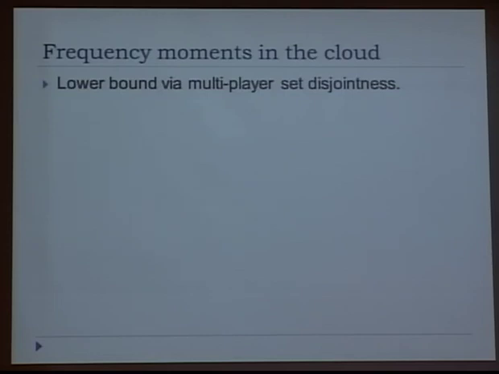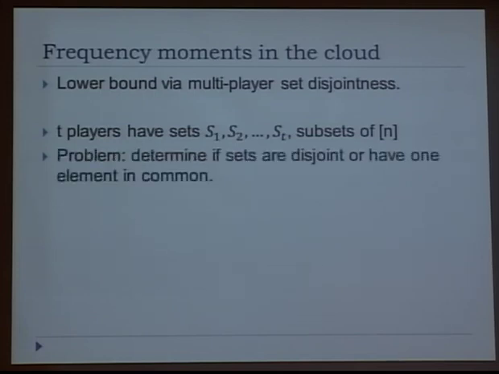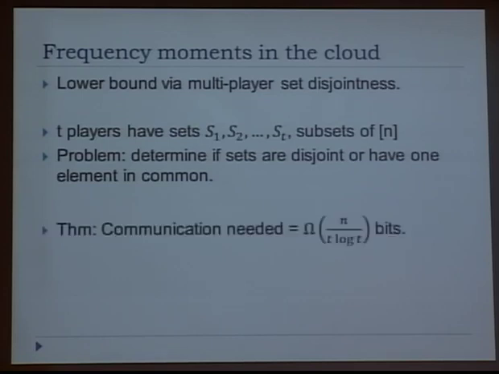So the lower bounds for streaming, most of them, I won't claim all, come from a problem called set disjointness, or multiplayer set disjointness, with T players, and they have subsets of 1 through n. And the problem is, let's say, to determine whether the sets are all disjoint or all have one element in common. That's one case of this. There are various cases that are interesting. You just want to determine, are they all disjoint, or do they all have one element in common? How many bits do you need to communicate?